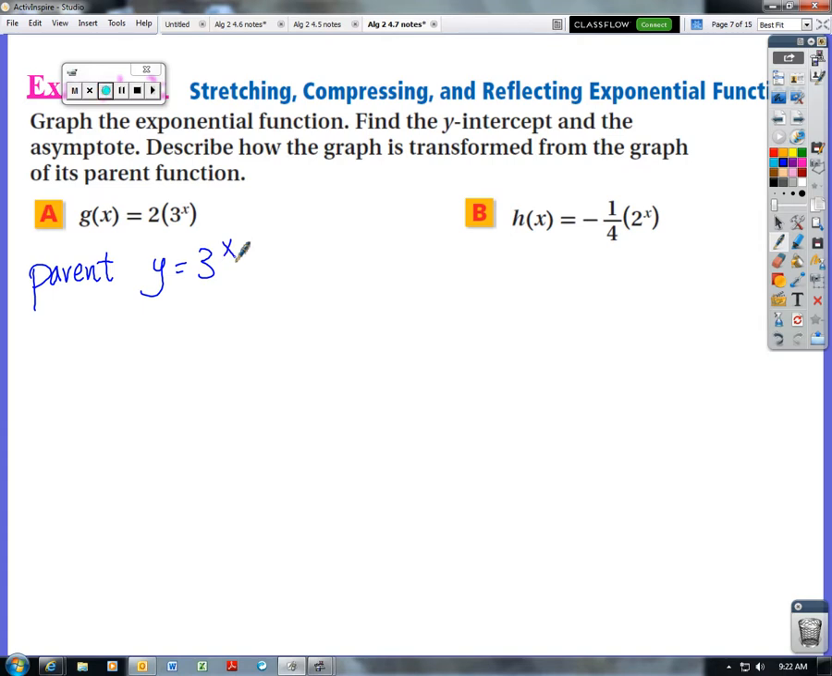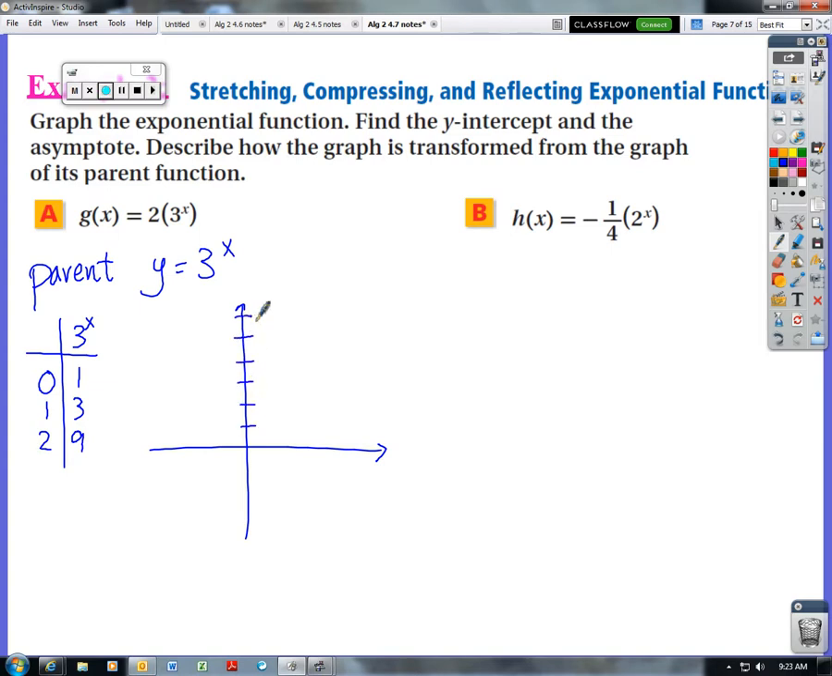Okay, to graph that, now I'll admit it, there's a quick little way to graph these. Just using 0 and 1. We could use 2, I guess, if we want to. So 3 to the 0 is 1, 3 to the 1 is 3, 3 squared is 9. And if you know what they look like, I'll do negative 1 too, why not? 3 to the negative 1 is 1/3. I think 4 points is sufficient.